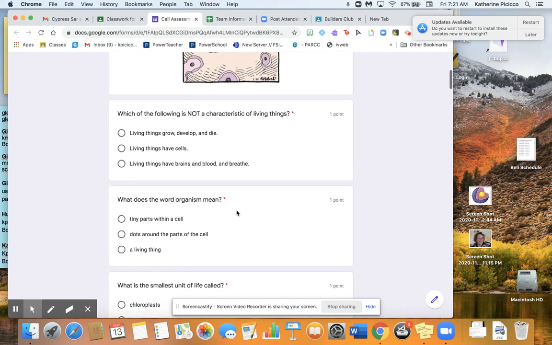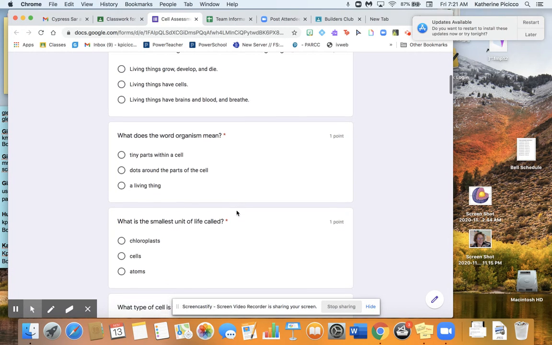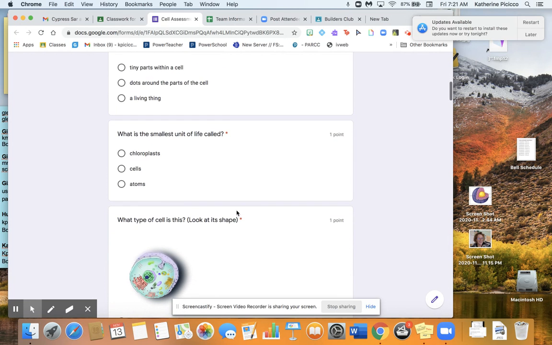Okay, next question. What does the word organism mean? Does it mean tiny parts within a cell, dots around the parts of the cell, or a living thing? What does the word organism mean? Next question. What is the smallest unit of life called? Is it chloroplasts, cells, or atoms?